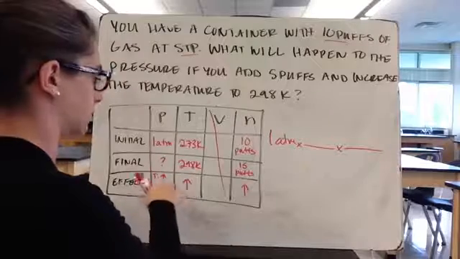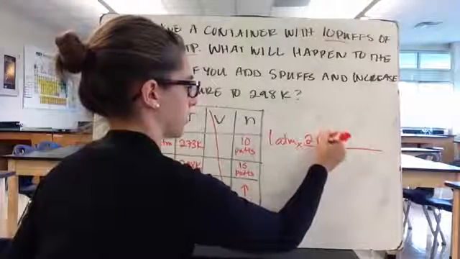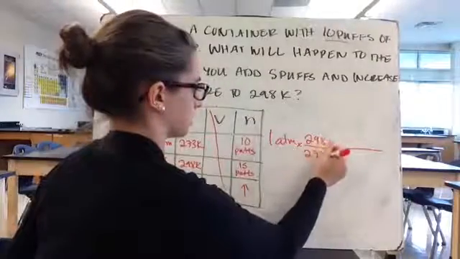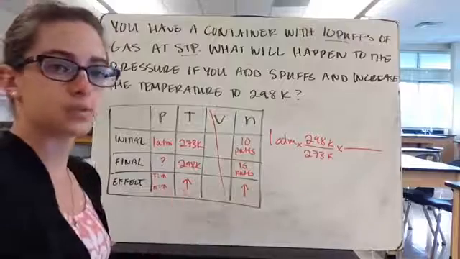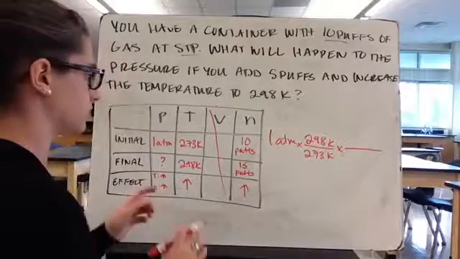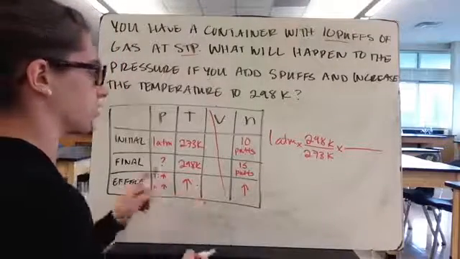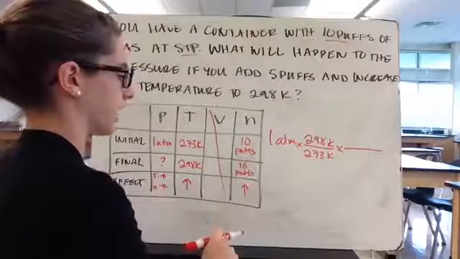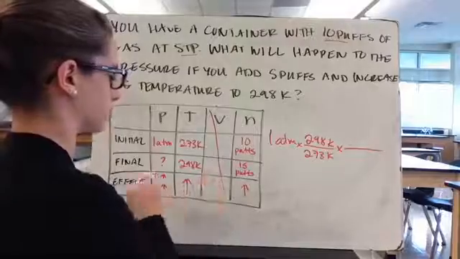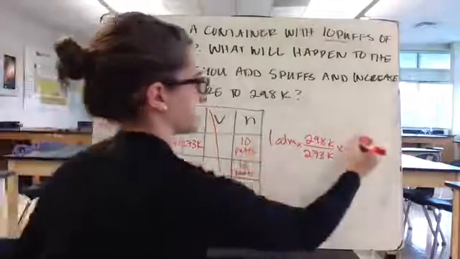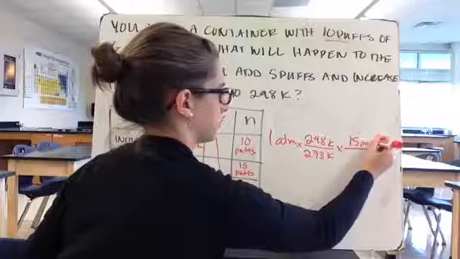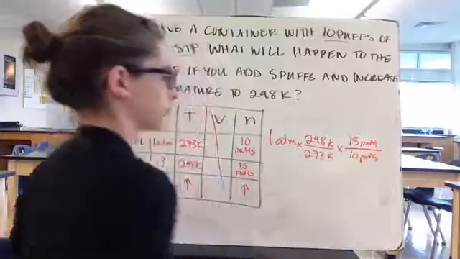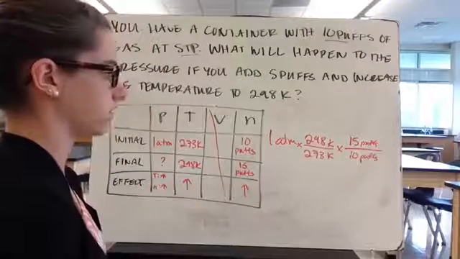Temperature went up, so pressure is going to go up. So we're going to put the big number on the top. So 298 and then 273. So that's the same as what we did in the PT problems. Temperature is going up, so pressure is going to go up, so the big number goes over the small number. For our second one, we're going to look at N. Our number of particles went up, so our pressure is going to go up, so our big number is going to go over our small number. So 15 over 10.